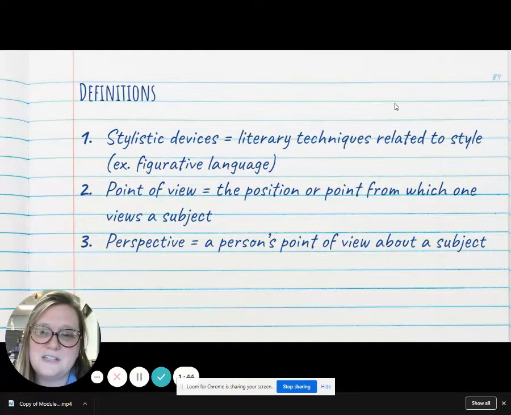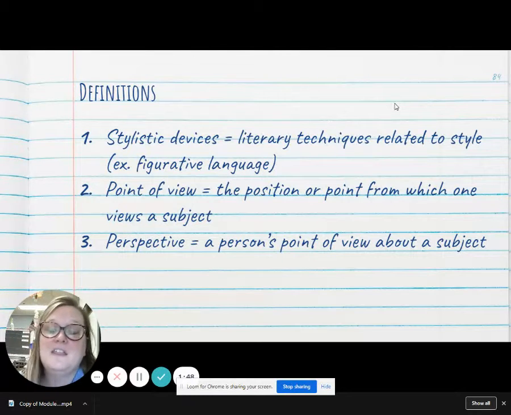So here are the definitions for those three words that you may not be familiar with. The first one, stylistic devices. An example of a stylistic device is figurative language. These are literary techniques related to style. The other one is point of view. This is the position from which one views a subject. And then perspective is a person's point of view about a subject. So point of view and perspective are very similar.